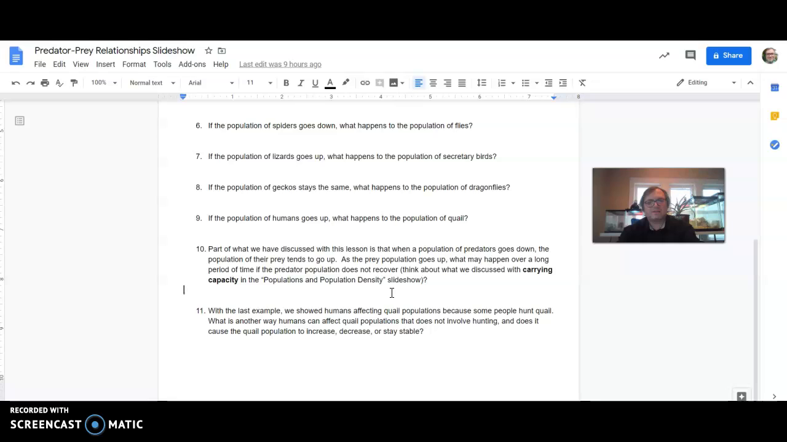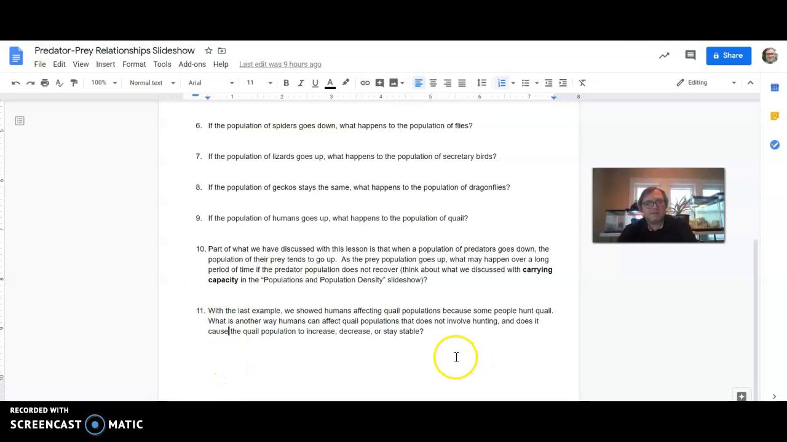So again, think about our example maybe with the reindeer on, I believe it was St. Edward's Island. So again, the population might go up and up and up for a prey population like that. But what happens if it keeps going up and up and up above carrying capacity? Again, carrying capacity is when that environment can support organisms inside of there because it provides enough resources. But if they're exceeding that, what's going to happen eventually?